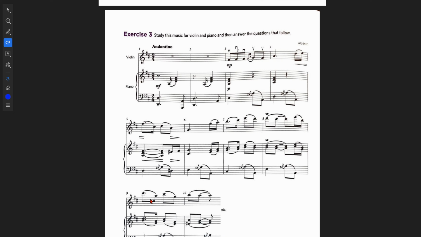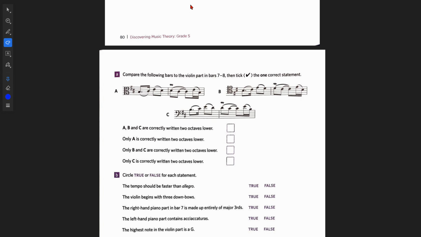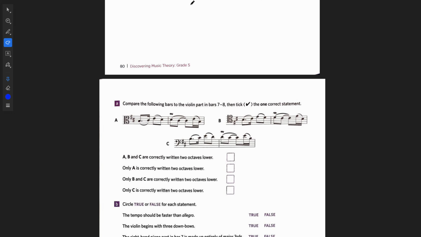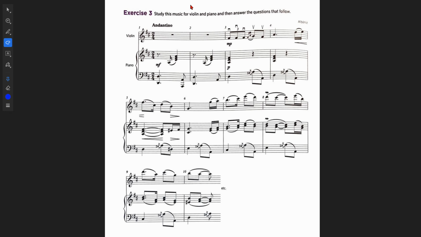So this is exercise 3 and part 2 on Discovering Music Theory grade 5, Music and Context part 2. So exercise 3, study this music for violin and piano and then answer the questions that follow. So we can see that there are two instruments, violin and piano, and compare the following bars to the violin part in bar 7, then tick the one correct statement. I'll let you have about 30 seconds to analyse this piece.